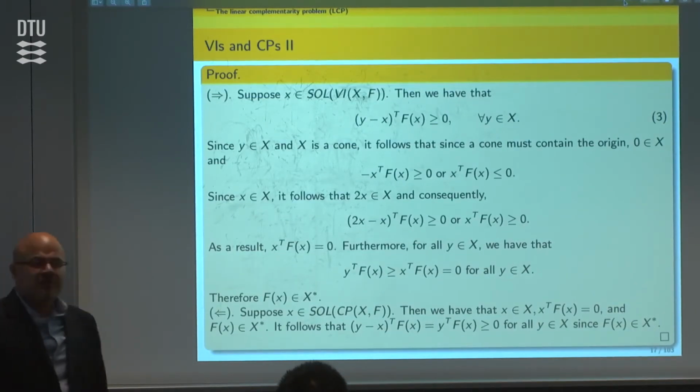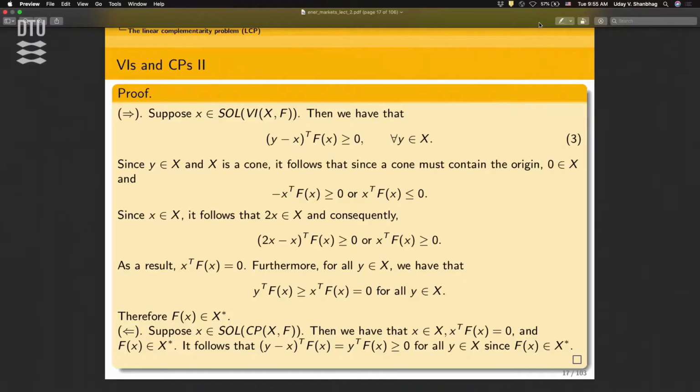Again, let's try and prove this. These are relatively straightforward results. They just take a little bit of work, but the more you see it, the more you get used to the machinery that goes into analyzing these problems. We're trying to prove if and only if, so let's move in the forward direction. Let's assume that x lies in the solution set of VI(X, F). Then we have that (y minus x) transpose F(x) is non-negative for all y in X.